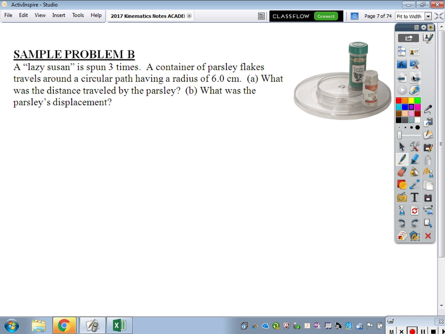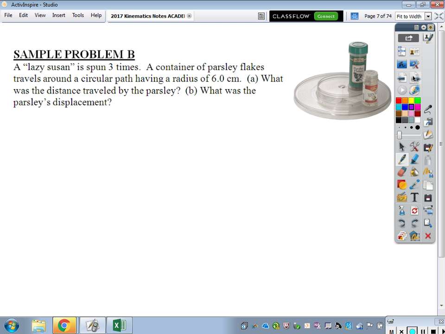So, a lazy Susan is spun 3 times. A container of parsley flakes travels around a circular path having a radius of 6 centimeters. We want to know 2 things. We want to know the total distance traveled, and we want to know the displacement of our parsley.